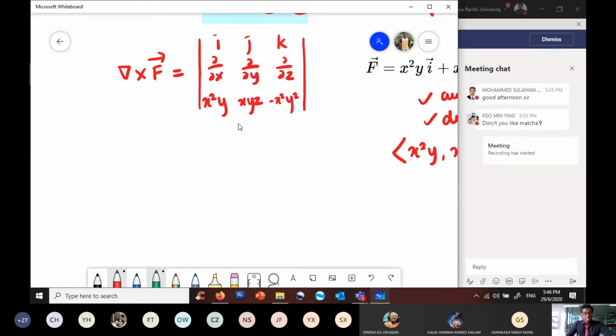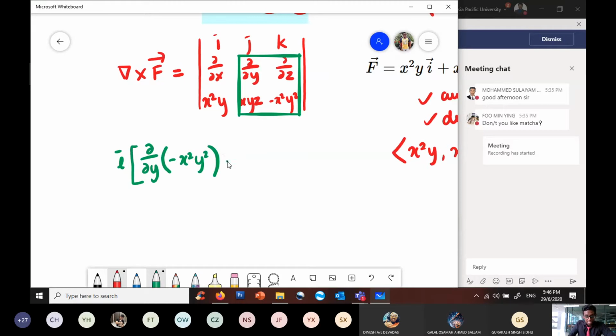When you do that, I would write i first, because i is the intersection of the thing that I closed just now. Then the 4 things that we were considering after closing this and this. So that is dou over dou y multiplied by this, like cross multiplication, so negative x square y square, minus dou over dou z multiplied with xyz. That's the first part, i.